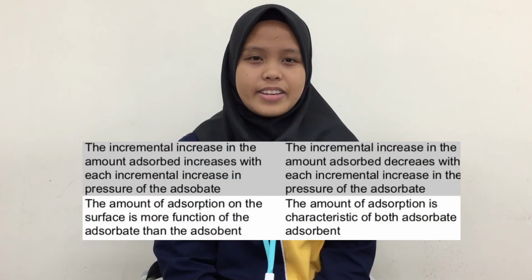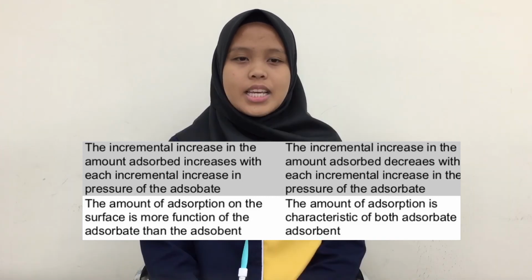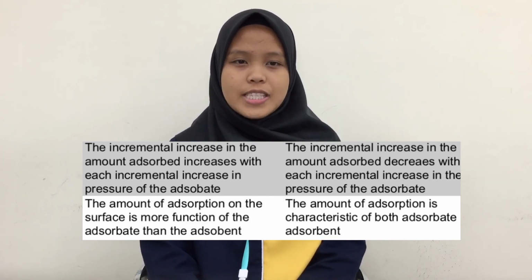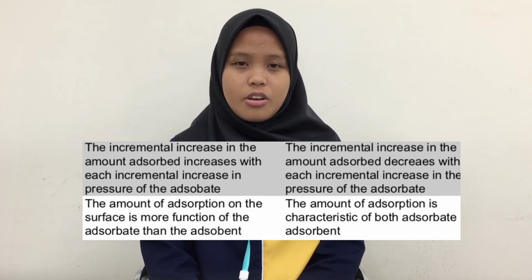The incremental increase in the amount of adsorbate increases with each incremental increase in pressure of the adsorbate for physical adsorption, while for chemical adsorption, the incremental increase in the amount of adsorbate decreases with each incremental increase in the pressure of the adsorbate. The amount of adsorption on the surface is more a function of the adsorbate than the adsorbent for physical adsorption, while for chemical adsorption, the amount of adsorption is characteristic of both adsorbate and adsorbent.